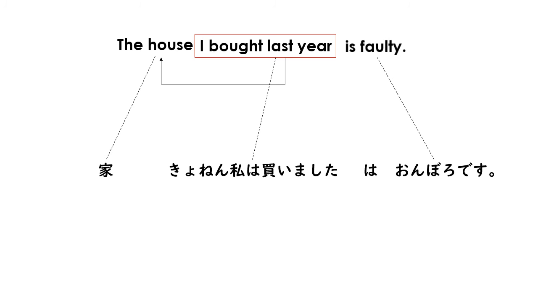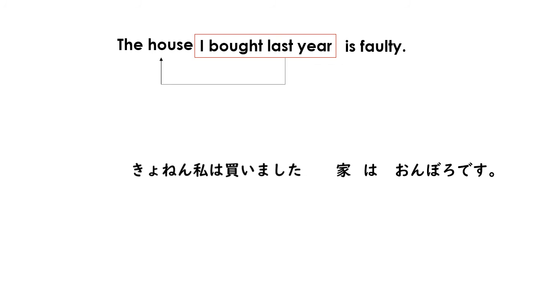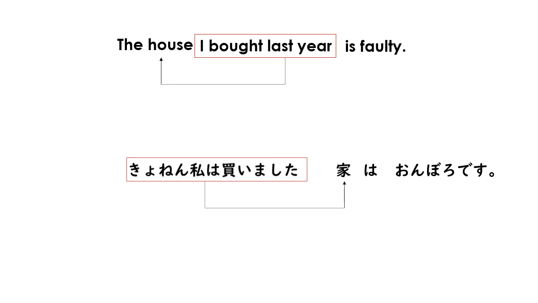Voila. Okay, rule number 1, the relative clause must precede the noun in Japanese. So let's drag the relative clause before the noun. Rule number 2, the verb, adjective, or noun in the relative clause must be in the plain form. What is the plain form of 買いました? It is 買った.